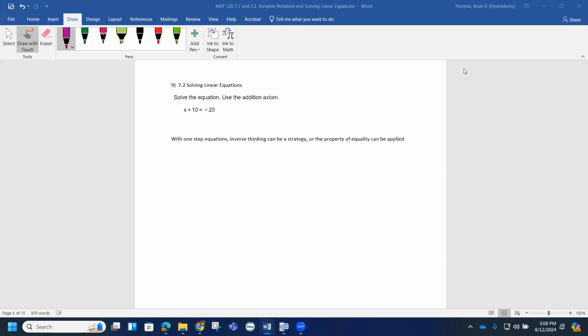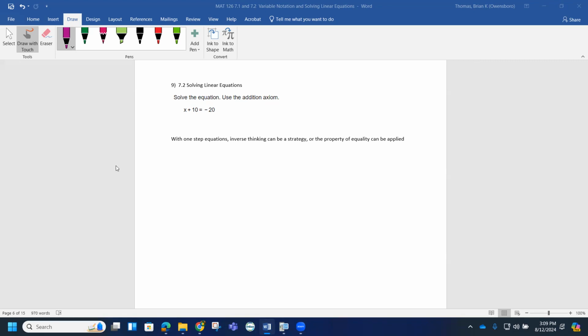So moving into section 7.2, solving linear equations. This is going to be question 9 in your homework. So we want to solve the following equation, and they want us to use the addition axiom. So with one-step equations, inverse thinking can be a strategy, or what we call the property of equality can be applied.